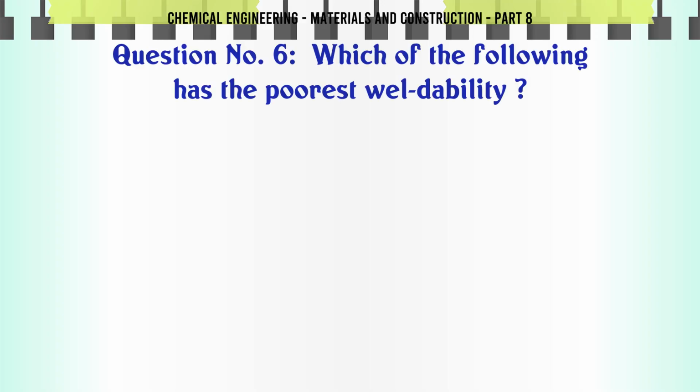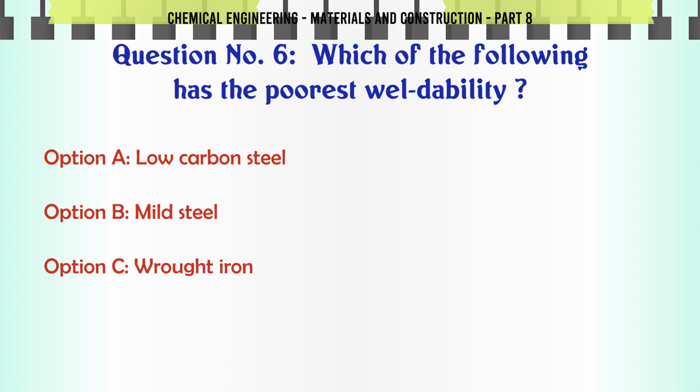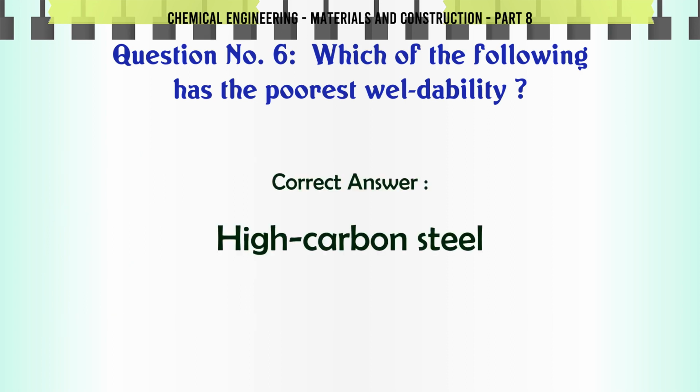Which of the following has the poorest weldability? A. Low carbon steel. B. Mild steel. C. Wrought iron. D. High carbon steel. The correct answer is high carbon steel.